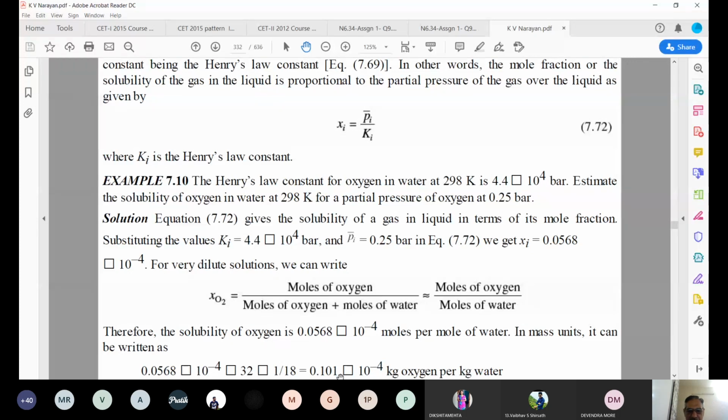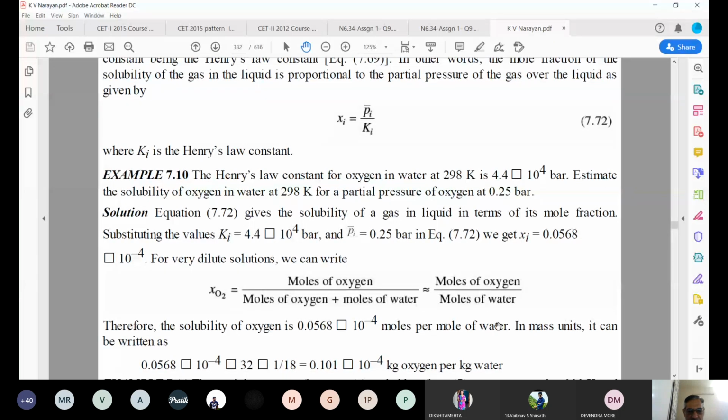Because denominator में इसमें कुछ फर्क नहीं पड़ने वाला है. So what is therefore what is it? Solubility of oxygen is 0.0568 into 10 to the power minus 4 moles of oxygen per mole of water. Right? इतना कम solubility है ऑक्सीजन का वाटर में. समझ में आया ये?